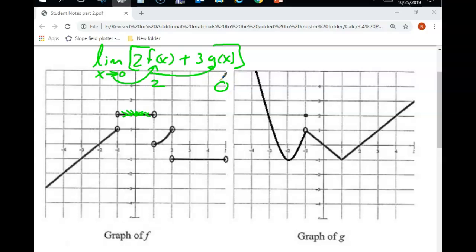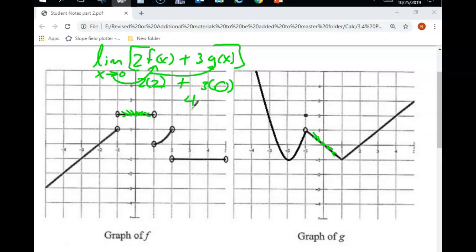0 is also correct for that because we're approaching 0 from the left and from the right, and they're both approaching a y value of 0. And so it's 2 times 2 plus 3 times 0, which is 4 is our final answer there.